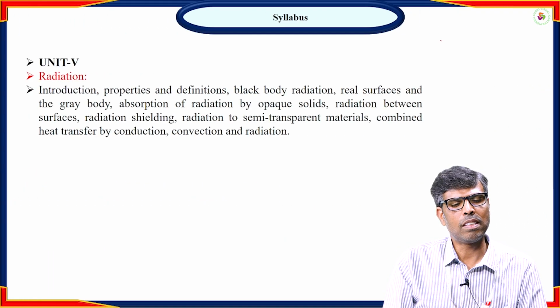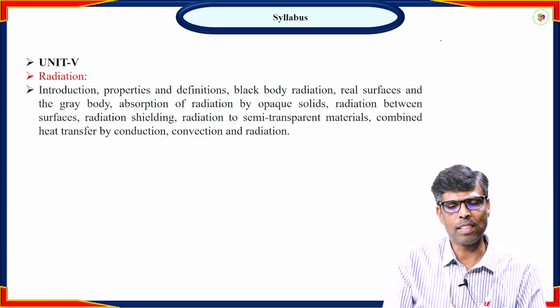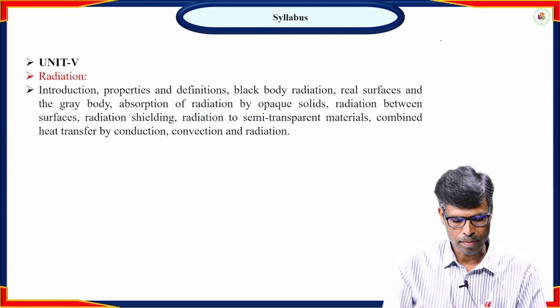The fifth unit is radiation. In this: introduction, properties and definitions of black body radiation, radiation for real surfaces, absorption of radiation by opaque solids, radiation between the surfaces with shield and without shield, radiation to semi-transparent materials, and also combined heat transfer by conduction, convection and radiation.